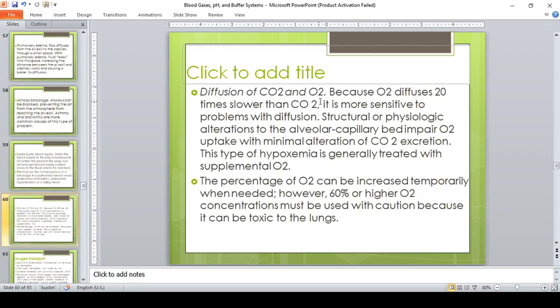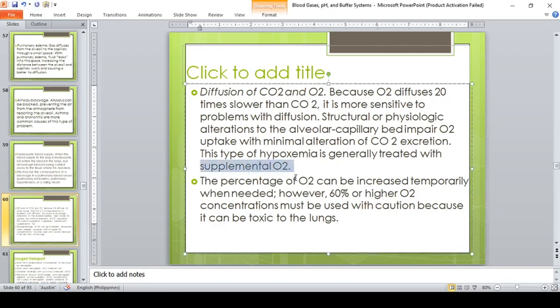So, diffusion of carbon dioxide and oxygen. Because oxygen diffuses 20 times slower than carbon dioxide, it is more sensitive to problems with diffusion. Structural or physiologic alterations of the alveolar capillary bed impair oxygen uptake with minimal alteration of carbon dioxide excretion. This type of hypoxemia is generally treated with supplemental oxygen.